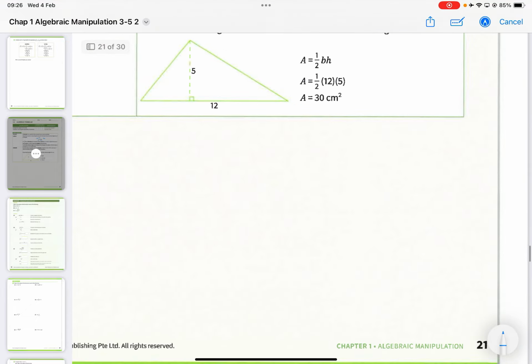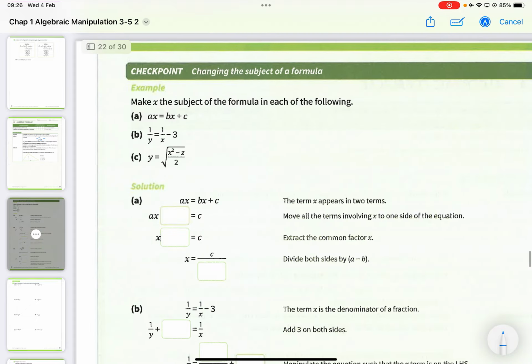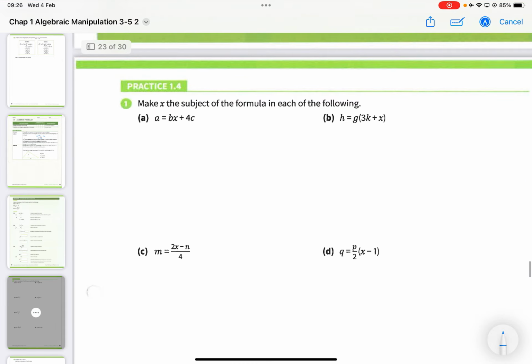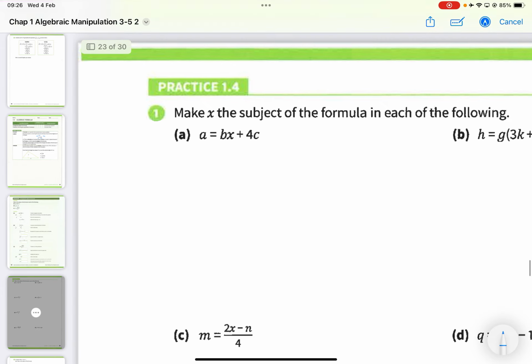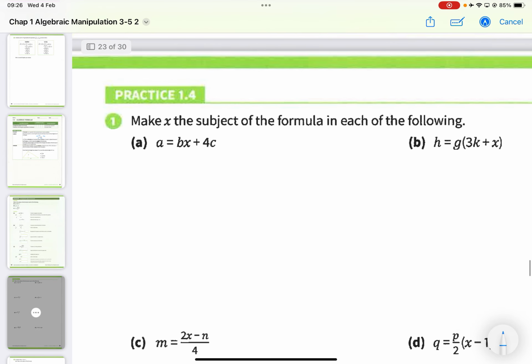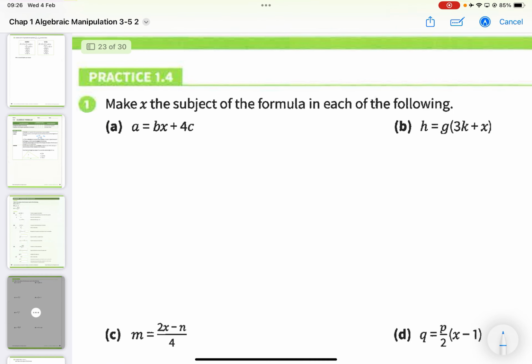Okay? So let us go and look at the questions already. Page 23, question 1. Question 1, they say make X the subject of the formula. So what it means, the formula is just talking about this equation. It's just another name for the equation.